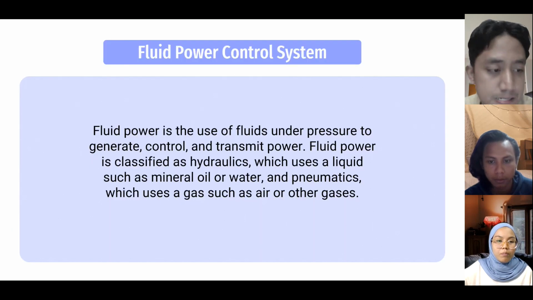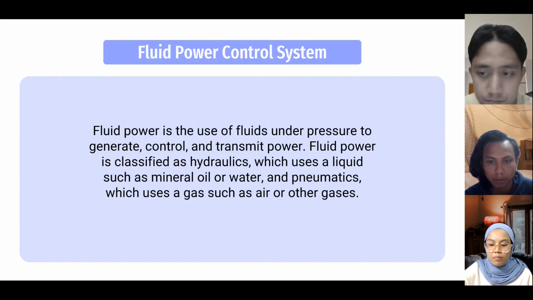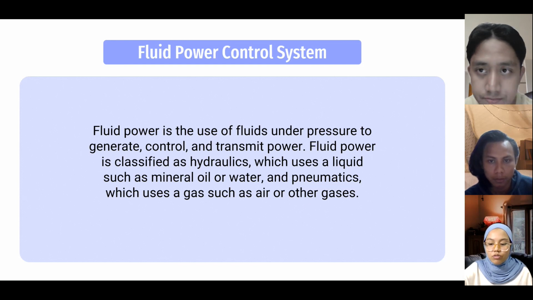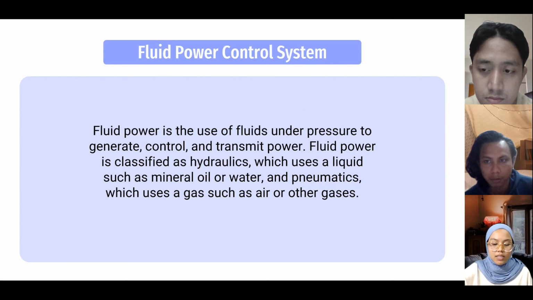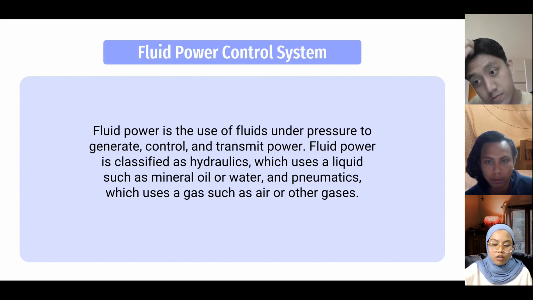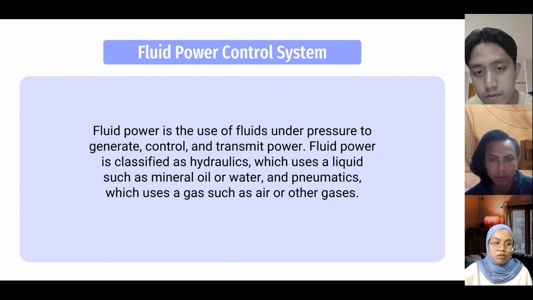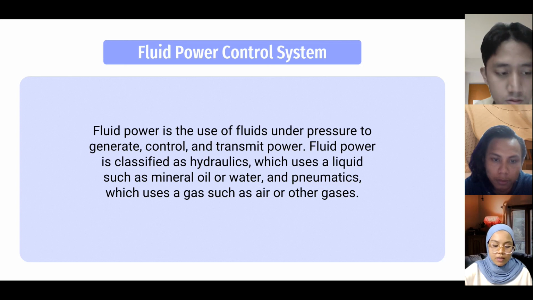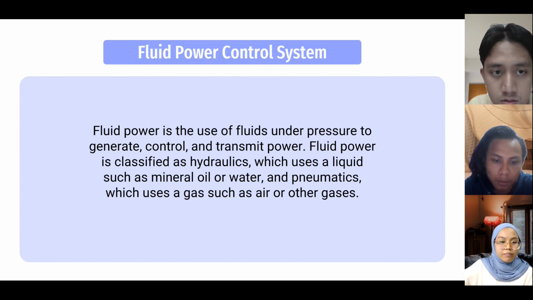Fluid power control system means the use of fluid under pressure to generate, control and transmit power. Fluid power is classified as hydraulic, which uses liquid such as mineral oil or water, and pneumatic, which uses gas such as air or gases. And then hydraulic.